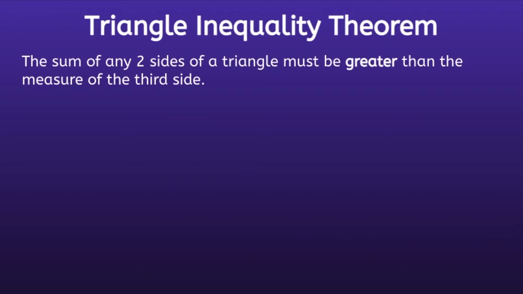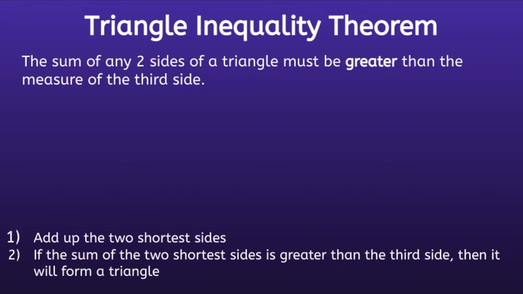Triangle Inequality Theorem. The sum of any two sides of a triangle must be greater than the measure of the third side. So we can use two steps to determine whether or not three side lengths will form a triangle. Our first example will be 4, 4, and 7.